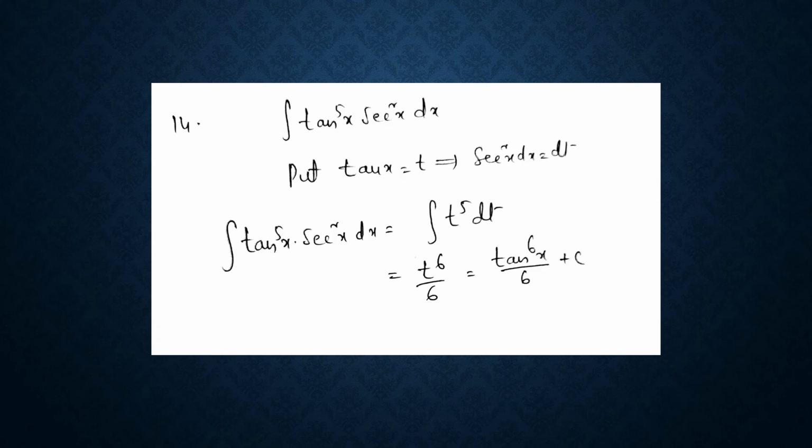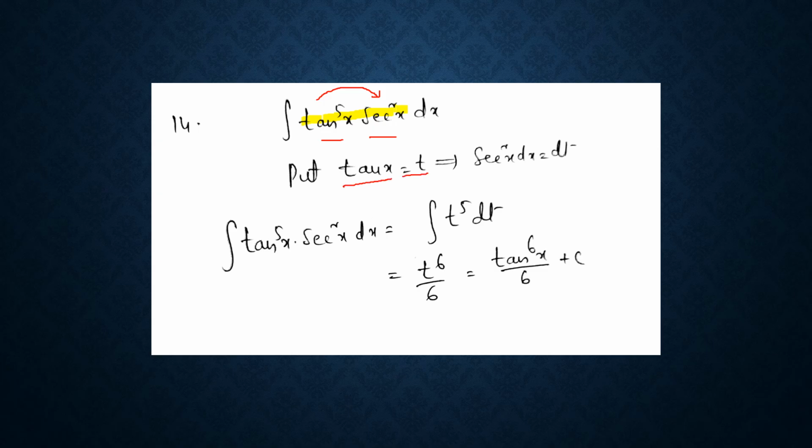Number 14. If the given integrand is in the form of tan to the power of mx into secant to the power of nx dx, we know that one is the function and one is the derivative in these two functions, tan x and secant square x. So the function is tan x, then the derivative of tan x is secant square x dx. So by using that, every time we should substitute the function as t is equal to tan x only, then from that secant square x dx is equal to dt.